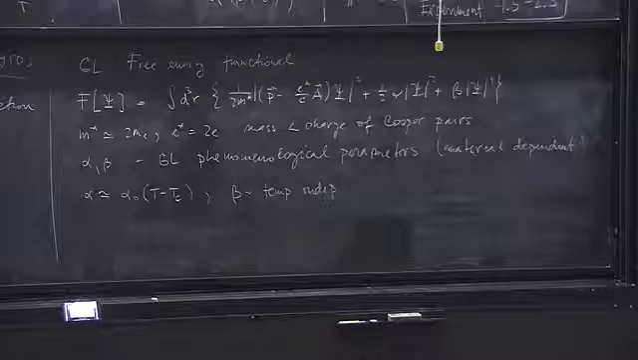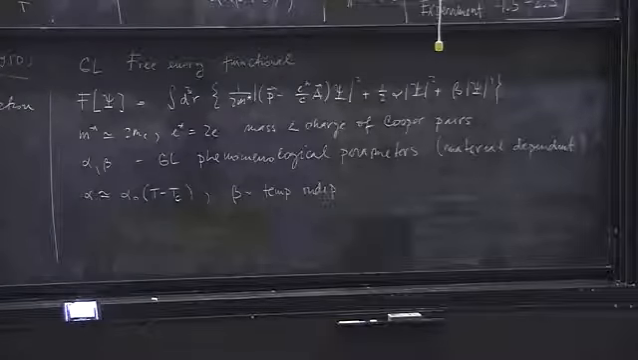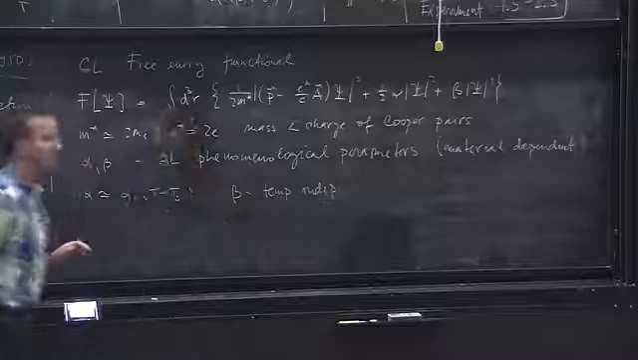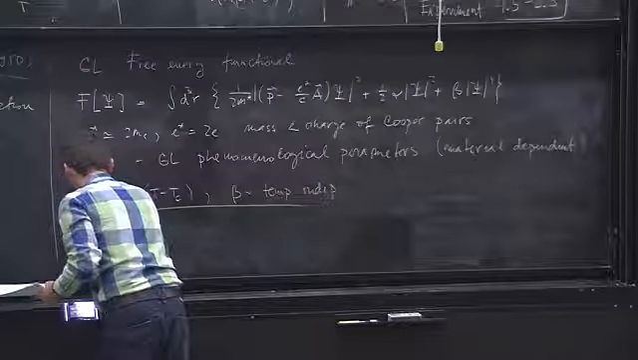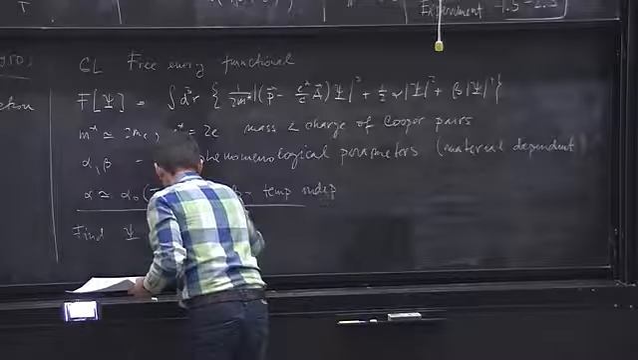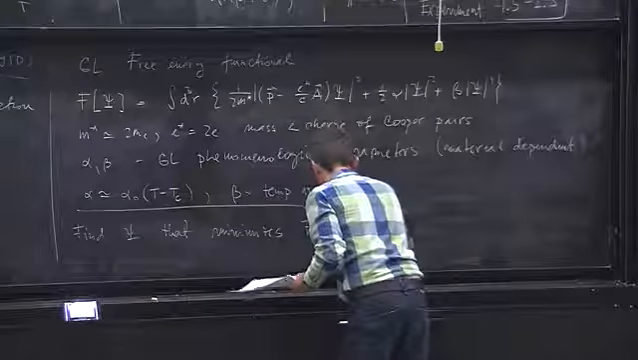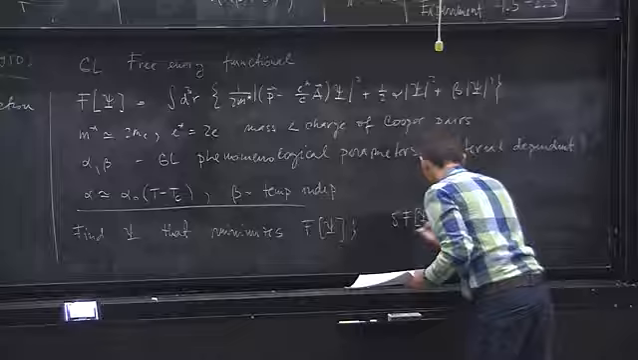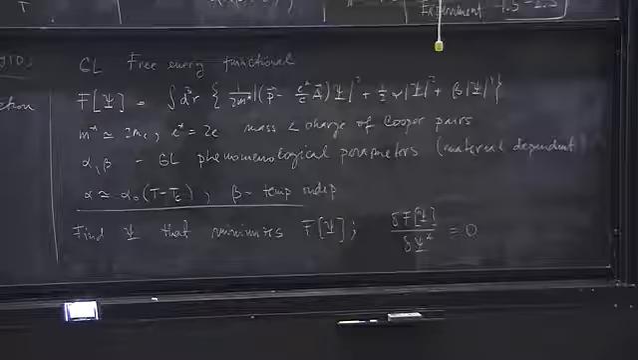So basically what you want to do is take this free energy and minimize it. You want to find the condensate wave function that, for given parameters here, minimizes the free energy, right? So the game here is to find psi that minimizes F of psi. Namely, we take the variational derivative of F with respect to psi star and set it equal to 0. And this then leads to the famous Ginzburg-Landau equation.